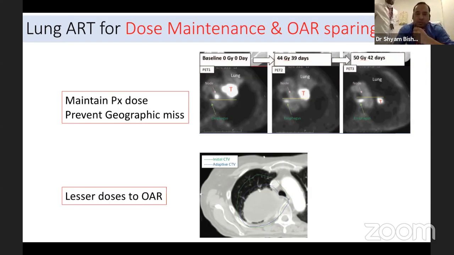Maintaining the prescription dose and preventing geographic miss is one of the aims. At the same time, when the tumor regresses, there will be lesser dose to the OARs, as you can see in the lower panel, to the lung.